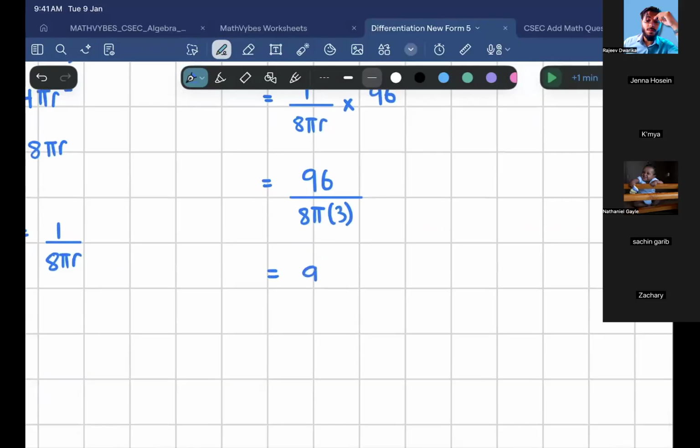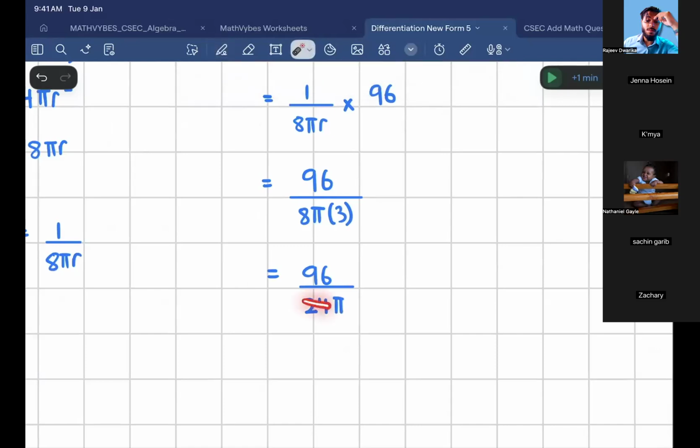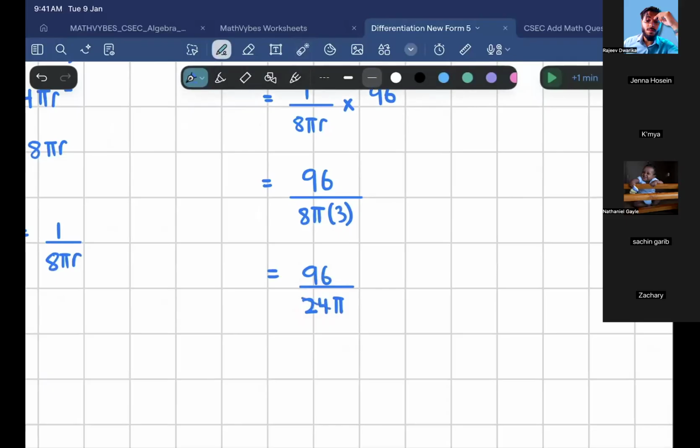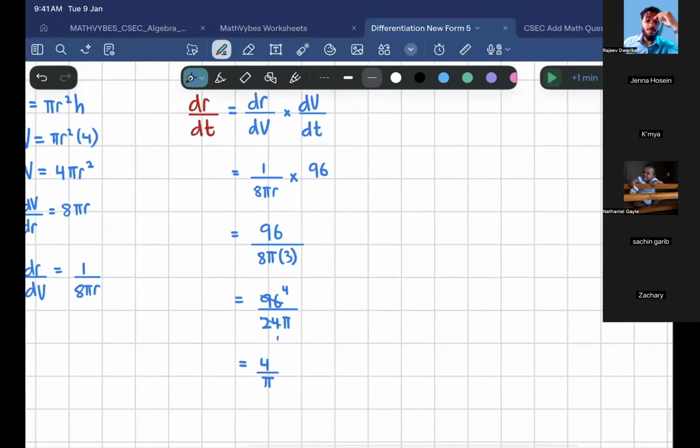And 8 by 3 is 24. Now we could simplify this. Jenna, how many times does 24 go into 96? 4. Right, so your final answer is 4 over pi. 4 over pi, fellas. And it's radius over time. So, Jenna, what would the units be?